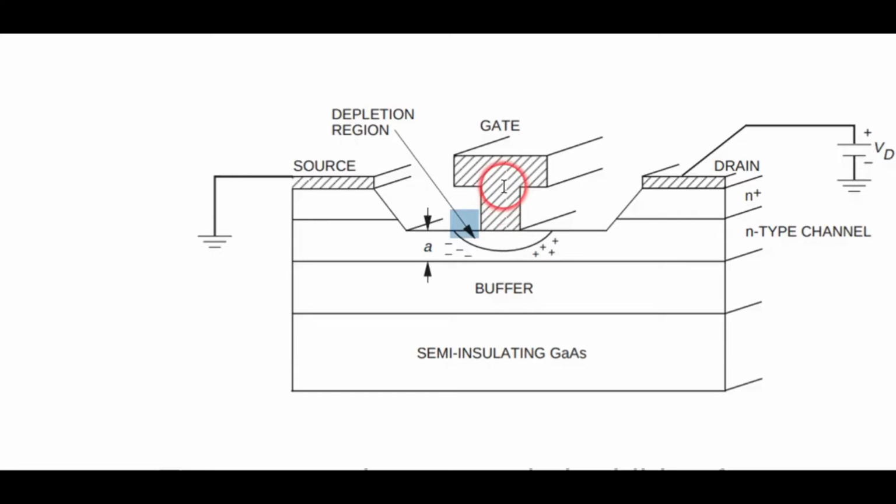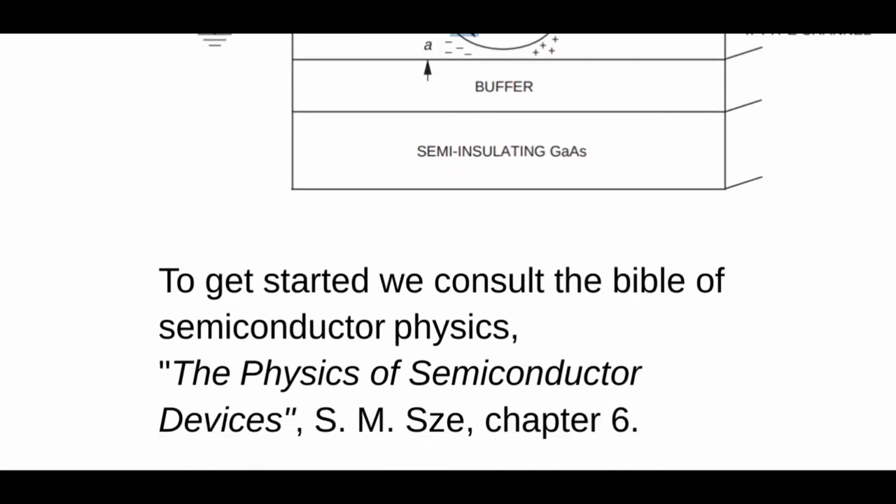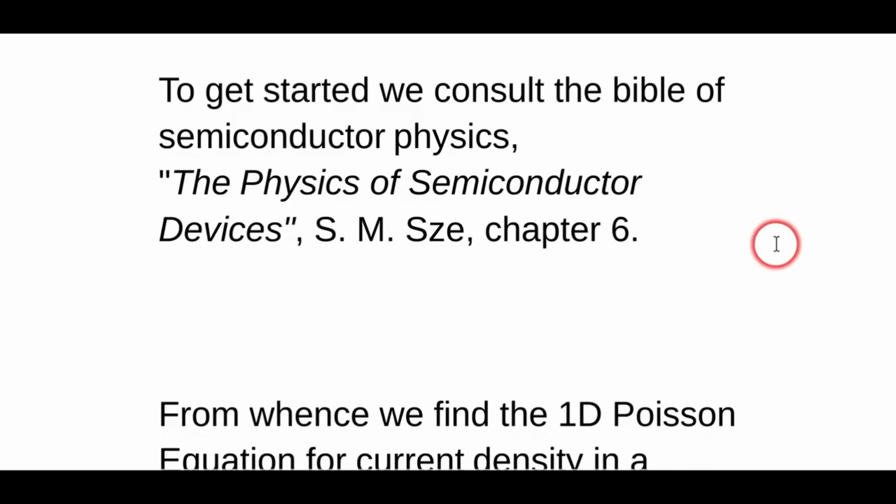Okay, so based upon what the customer wanted, we had a standard process that we used to define these channels and stuff. So we needed to know what thickness and what doping level would accommodate the requirements. All right. So we get started by consulting the Bible. I just showed you that. The Physics of Semiconductor Devices by SMZ, Chapter 6. I wonder if they still use this book in school. It's wicked good. All right.